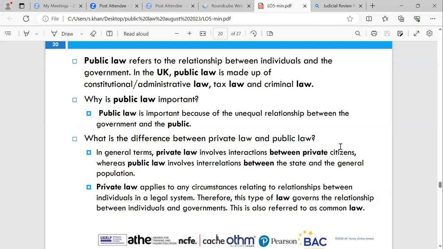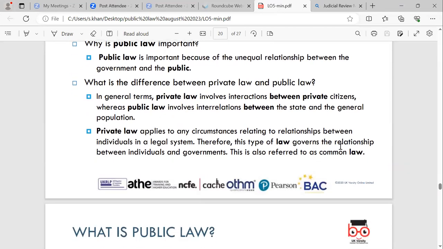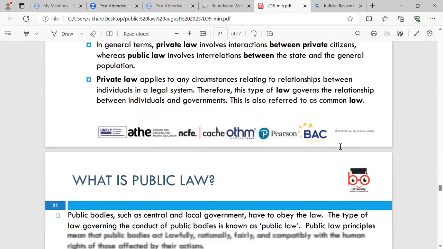What is the difference between private law and public law? In general terms, private law involves interactions between private citizens, whereas public law involves interrelations between the state and the general population. Private law applies to any circumstances relating to the relationship between individuals in a legal system. Therefore, this type of law governs the relationship between individuals and other governments. This is also referred to as common law.